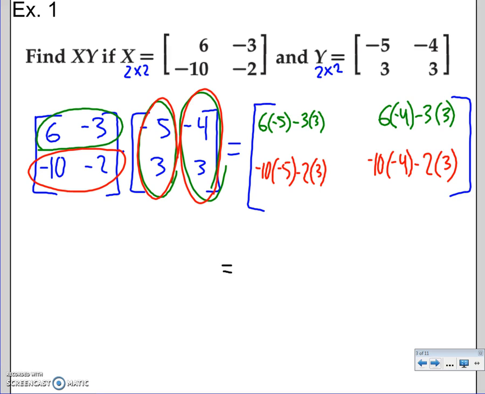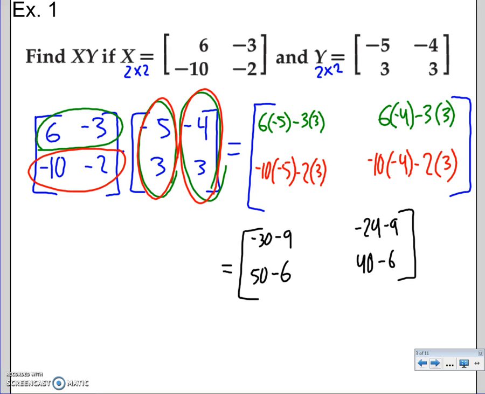So it's your choice. You want to do it all at once or whatnot. I'll do it step by step. 6 times -5 is -30 minus 9 for that top left one. For this top right one, I have 24 minus 9. For the bottom left one, -50 minus 6. Sorry, +50 minus 6. In the bottom right one, +40 minus 6.